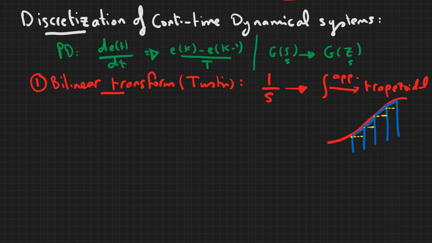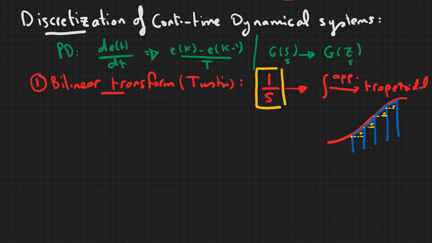Because in the rectangular approximation you will have a relatively large error, the trapezoidal integration has a better error, so it's a good approximation for the integration in the discrete domain. So the transform is based on the idea that 1 over s will be equivalent to trapezoidal integration.